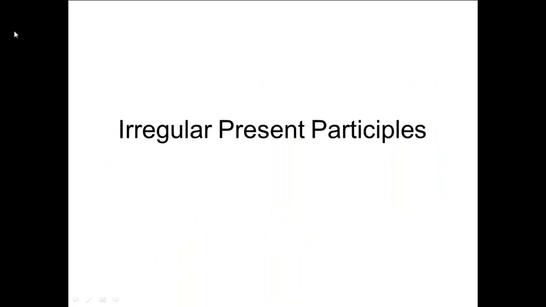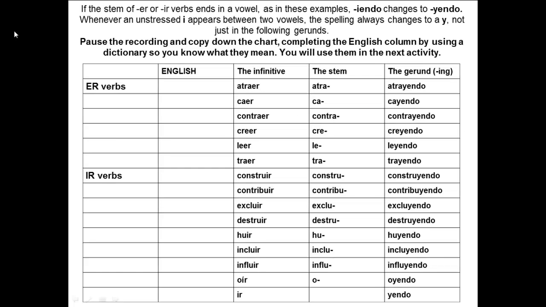Irregular present participles. If the stem of ER or IR verbs ends in a vowel, as in these examples, yendo changes to yendo. Whenever an unstressed I appears between two vowels, the spellings always change to a Y, not just in the following gerunds. Pause the recording and copy down the chart, completing the English column by using a dictionary so you know what they mean. You will use them in the next activity, so it is important that you do this part.